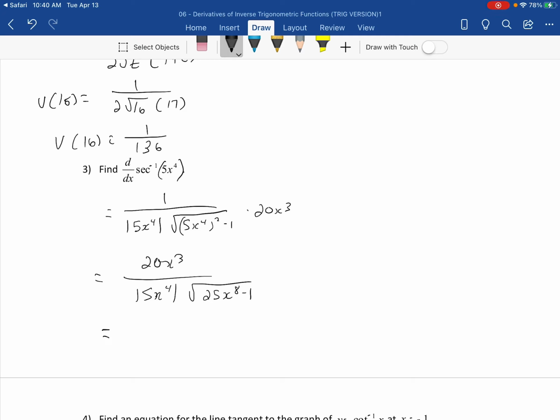So when I take away the absolute value bars and then do some cancellation there, I get 4 over x root 25x to the 8th minus 1. Okay, that's done.